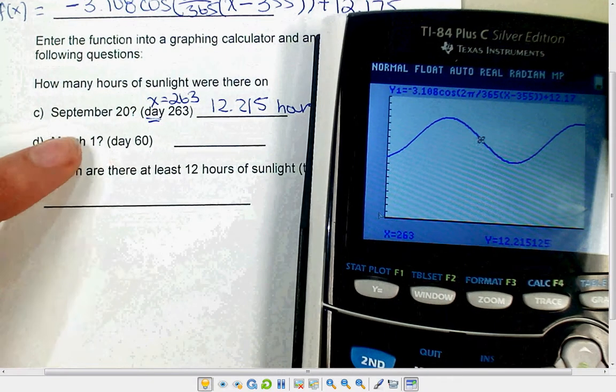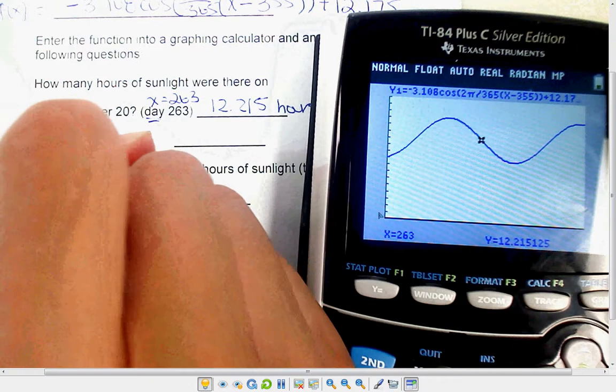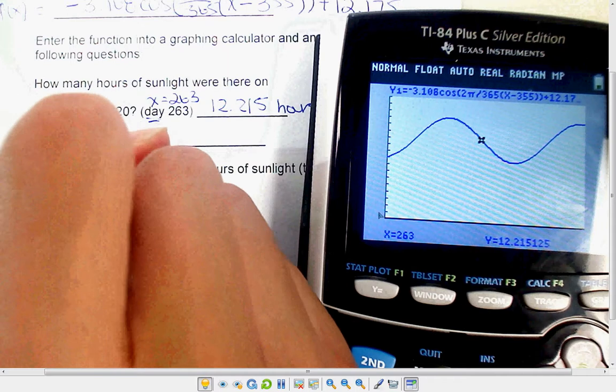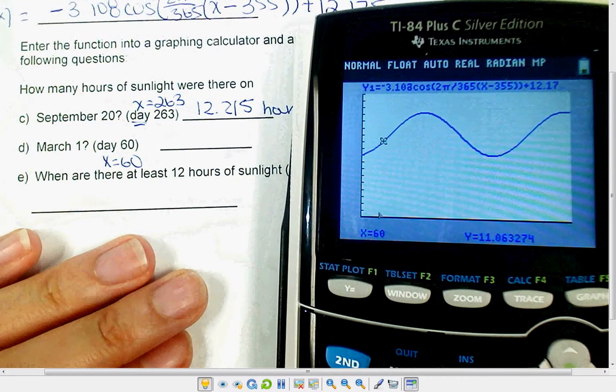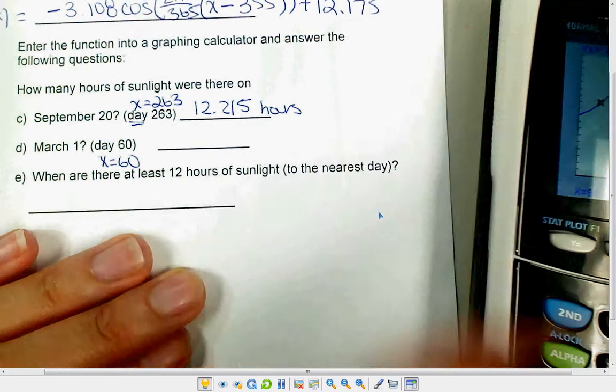And then for March 1st, this again is a day, so day is x, x equals 60. So trace, type in 60. It gives you a y value of 11.063 hours.